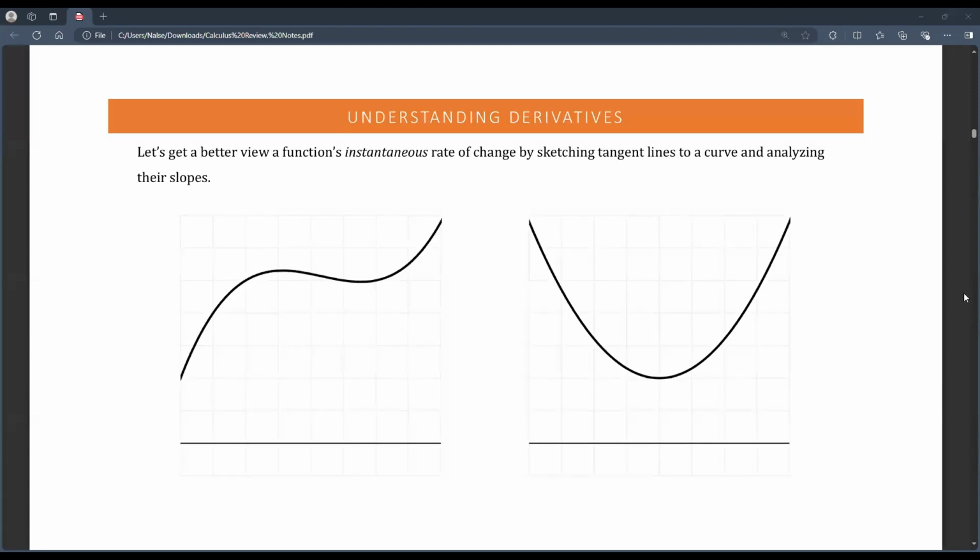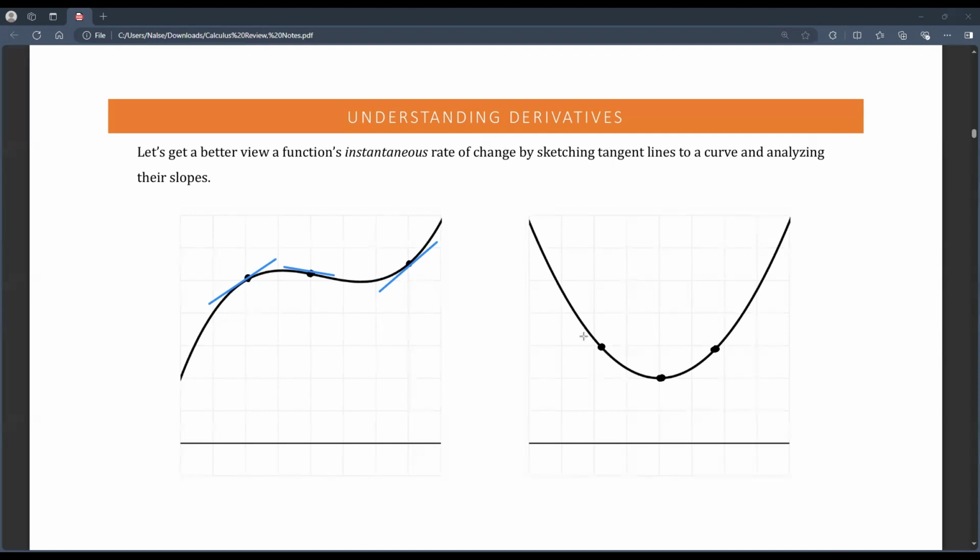To begin, let's recall that derivatives help us find an instantaneous rate of change, which amounts to the slope at a single point. This slope would match the slope of the tangent line. Let's look at some points on the given curves. What would a tangent line look like at these points? And, importantly, what are the slopes of these tangent lines? Do they have positive or negative slopes? Where on the curve would the tangent line have a slope of 0?